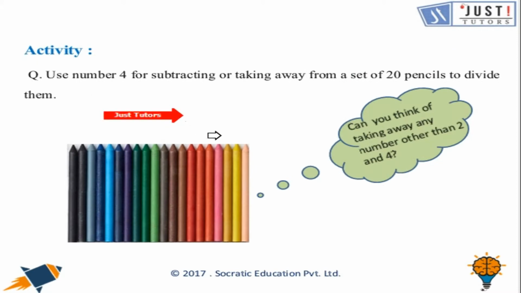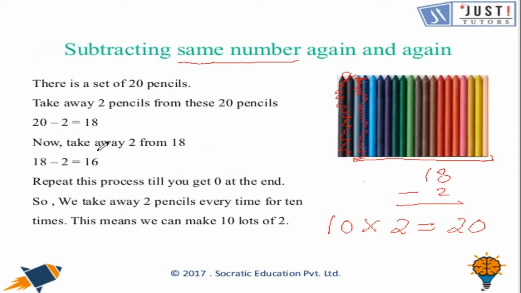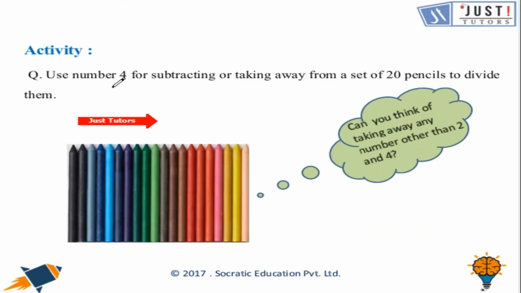There is an activity. You can pause the video and try it out. Use number 4 for subtracting or taking away from a set of 20 pencils to divide them. You can work this activity similarly to the way we did the earlier one. Earlier we subtracted 2. Now we'll be taking away 4 each time. So there were initially 20 pencils. If we take away 4 each time, we'll make 5 lots of 4. And that will give you 20.